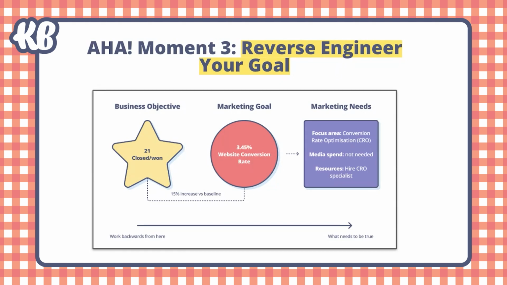And so what we can then do is understand, okay, in order to increase that website conversion rate, what are the marketing needs that need to be true to do that? So the focus area is going to be conversion rate optimization. You then realize you don't necessarily need more media spend to make that happen. But in terms of resources, you may need some additional resources. So you put there, as an example, we might need to hire a CRO specialist, or hire a CRO agency. Maybe we're going to put a demand generation manager on a CRO course or something like that.